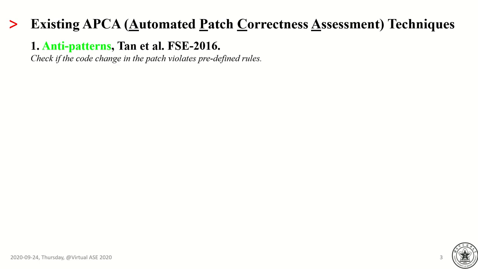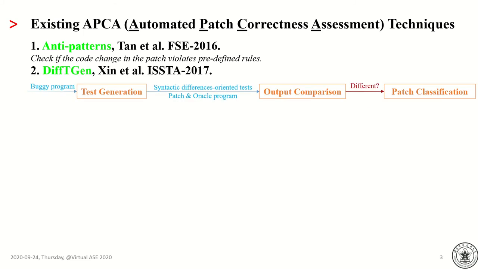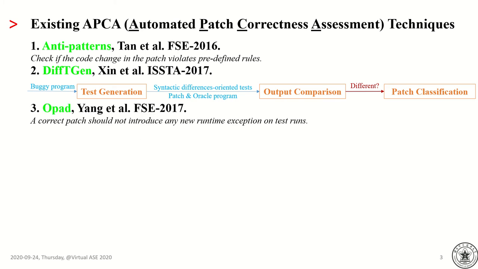Anti-patterns checks if the code change in the patch violates predefined rules. Deqing generates tests that can expose syntactic differences between patch and buggy program. It then executes these tests on patch and Oracle programs to see if the outputs are different. OPAD first generates tests on the buggy program and then makes judgment based on the criterion that a correct patch should not introduce any new runtime exception on test runs.